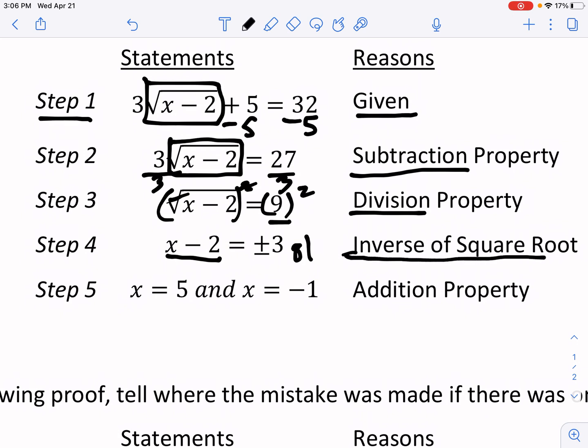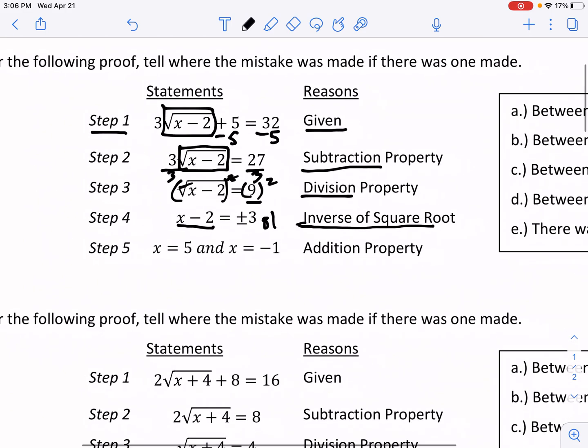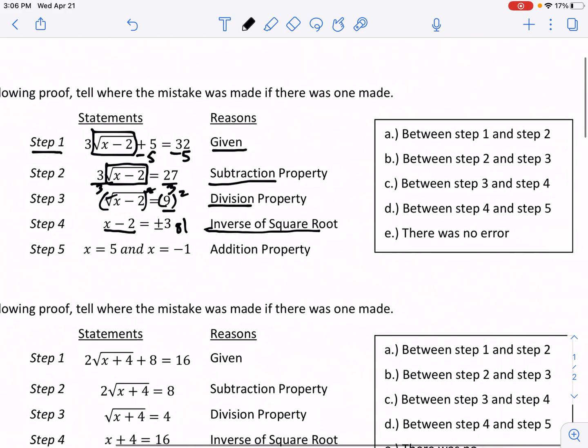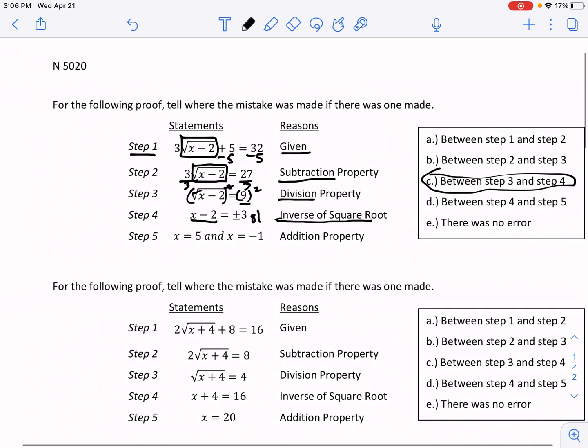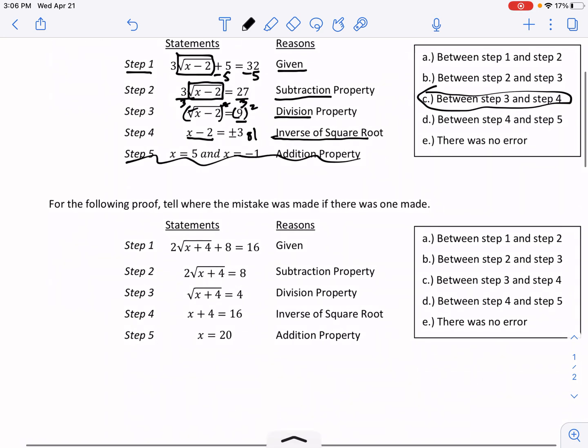So that's where the problem was. They should have done the inverse of the square root, but instead they actually took the square root of 9. So the problem is between steps 3 and 4. They should have got 81 and they got 3. So it doesn't even really matter about the 5, because after that, that's no longer the issue. The mistake happened at 3 and 4. Okay? Let's look at the next proof.